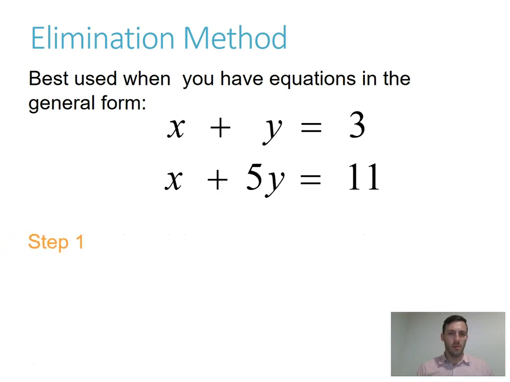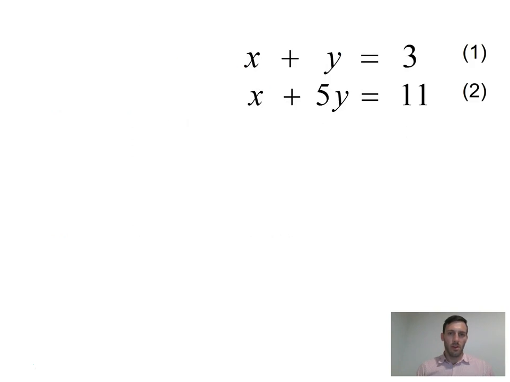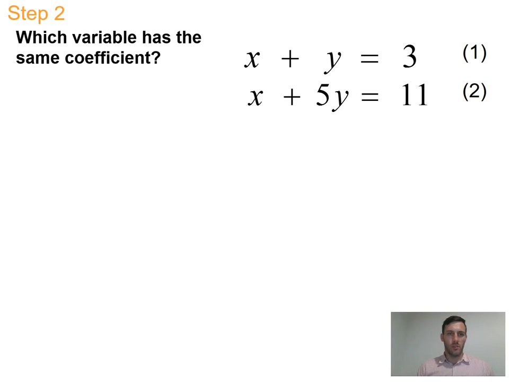So the first step for solving is to label the equations and then identify which variable has the same coefficients. One of the unknowns needs to have the same leading coefficient. In this case, they already do because the x's both have the coefficient of 1. If they had a different coefficient, then we'd have to multiply the equations by a suitable number to ensure an unknown had the same leading coefficient.